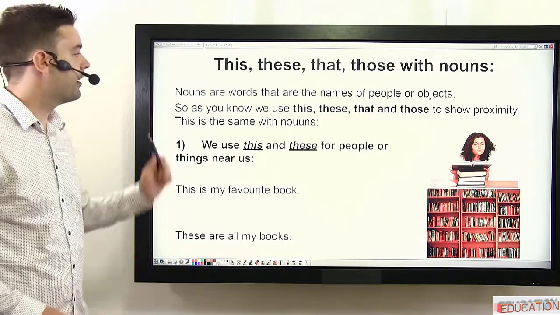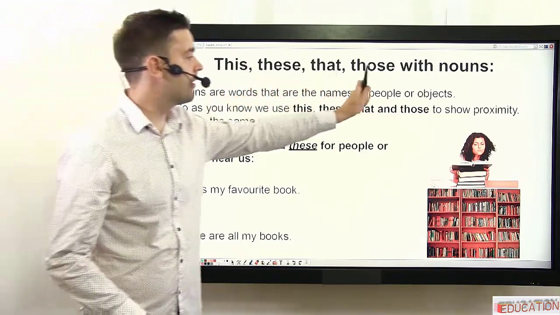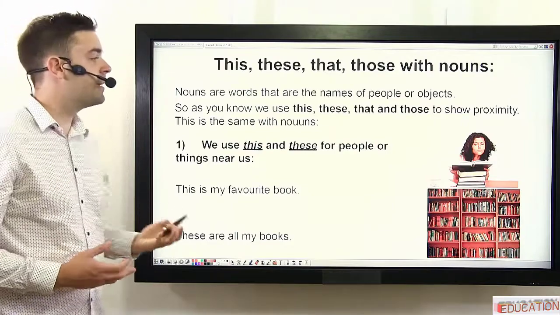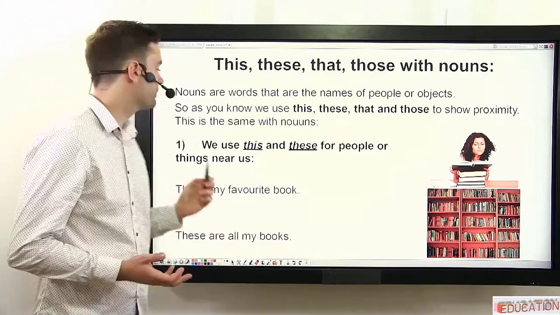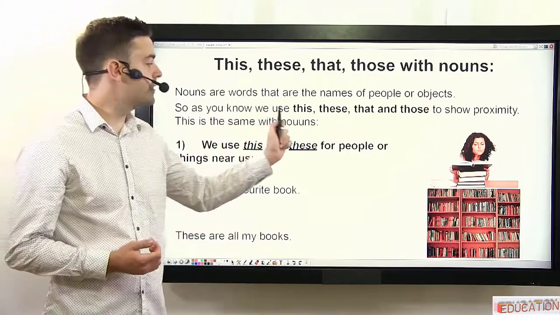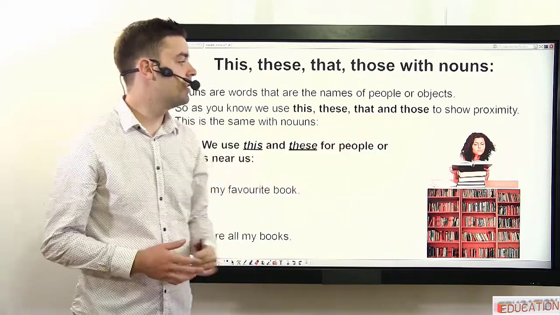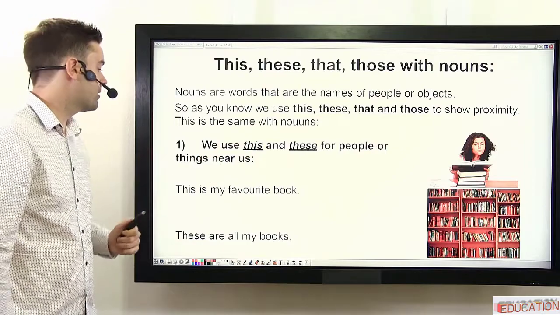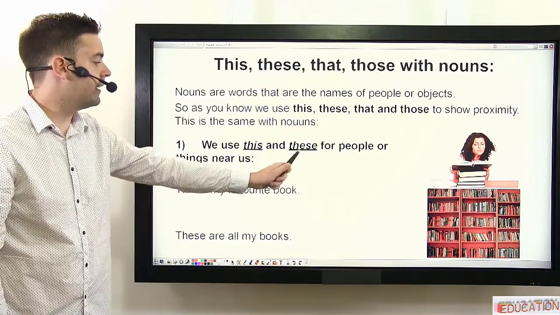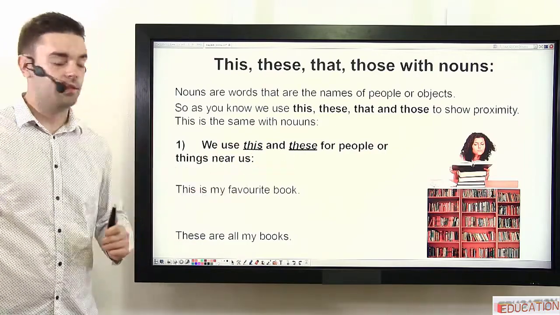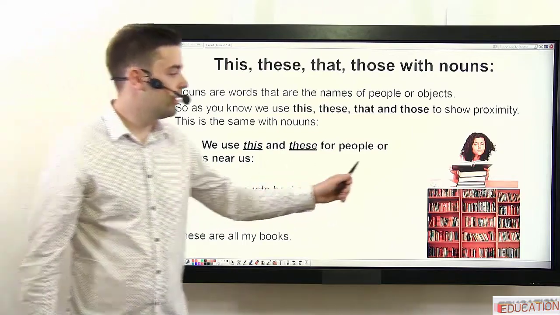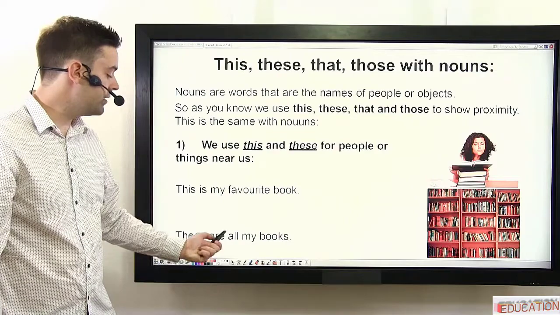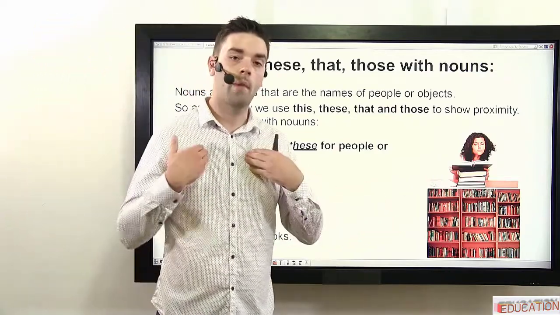So let's take a look at this, these, that, those with nouns. Nouns are words that are the names of people or objects. As you know, we use this, these, that, and those to show proximity. This is the same with nouns. We use this and these for people or things near us. This is my favourite book. These are all my books.